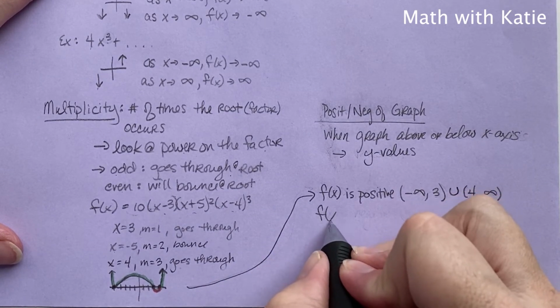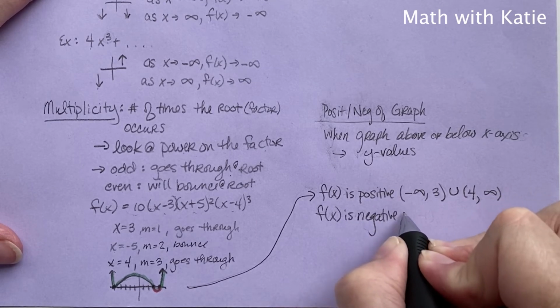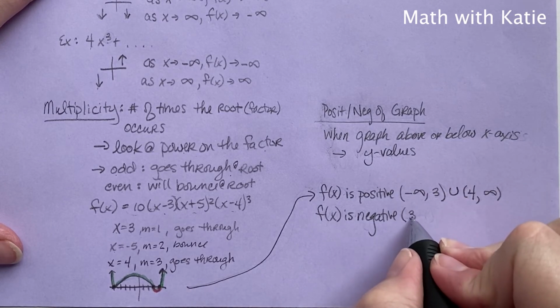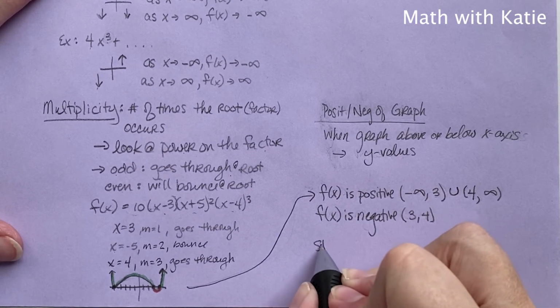Okay, f of x is negative, right? Only between these two roots. So positive 3 to positive 4. Okay, also while we're here, let's talk about story problems.